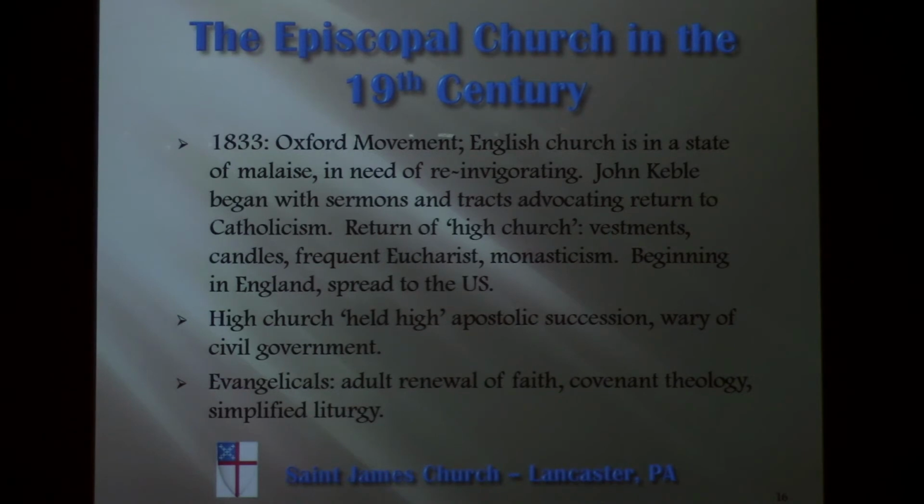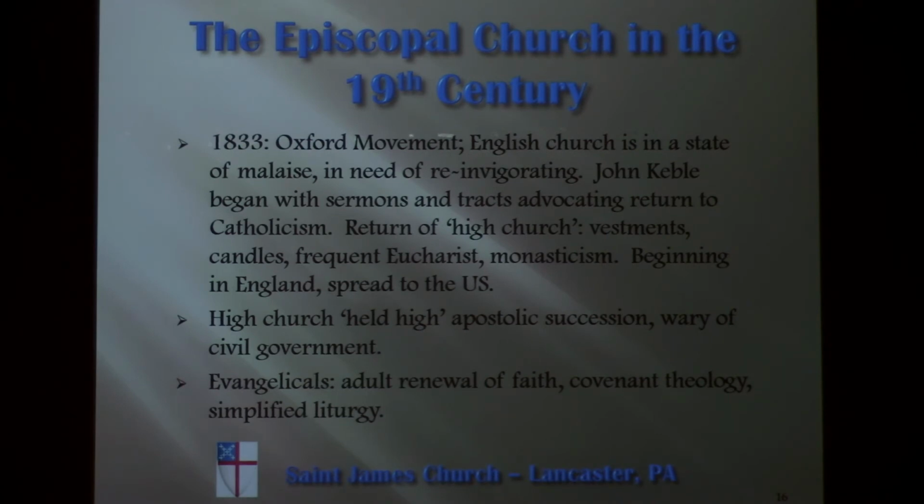So, high church held high the apostolic succession, and they were wary of civil government. You have this dichotomy, and this is England, of part of the government that was what we call high church, was leery of the parliament, which was populated primarily by what used to be Puritans, but now the Protestant.